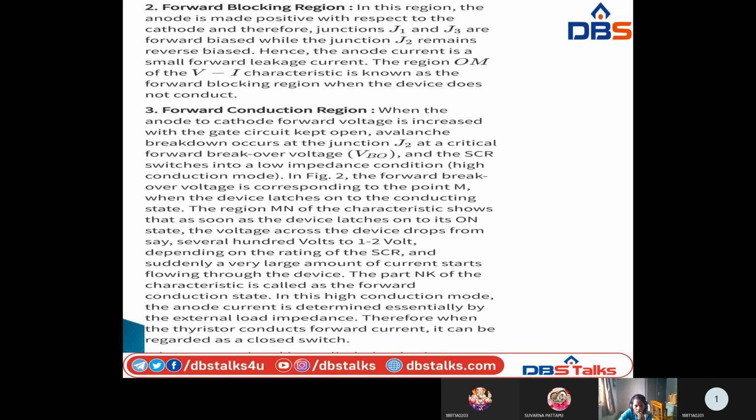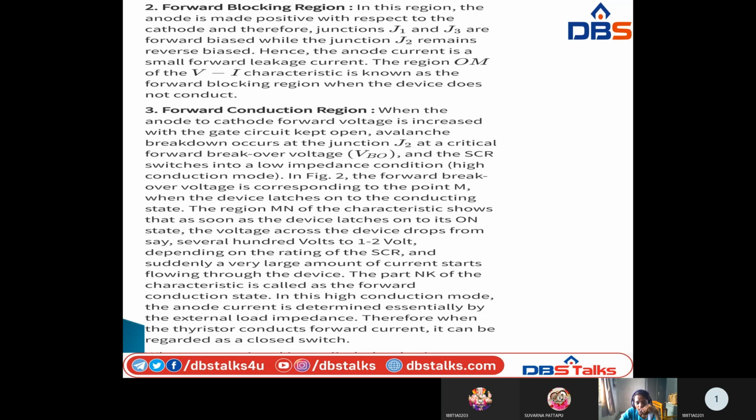In this region, the anode is made positive with respect to the cathode, and therefore junctions J1 and J3 are forward biased while J2 is reverse biased. Hence, the anode current is a small forward leakage current. The region OM of the VI characteristics is shown as the forward blocking region. So the device does not conduct.